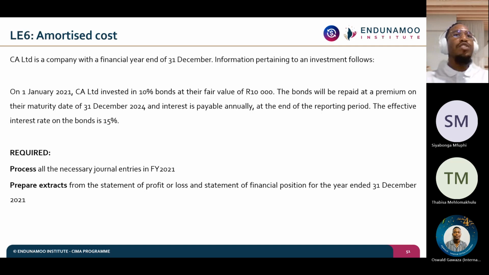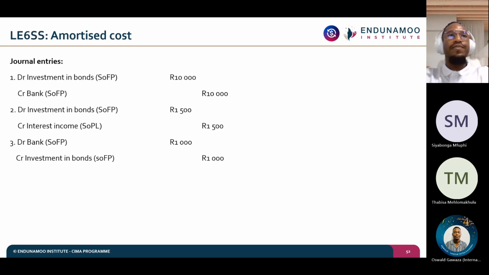The required says we need to process all the journal entries in 2021, and we also need to prepare extracts from the statement of profit or loss and the statement of financial position for the year ended 31 December 2021. Let's look at the suggested solution.